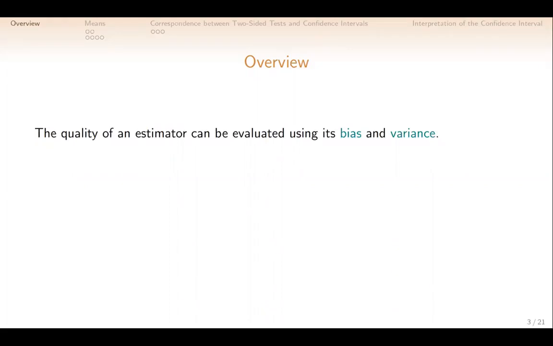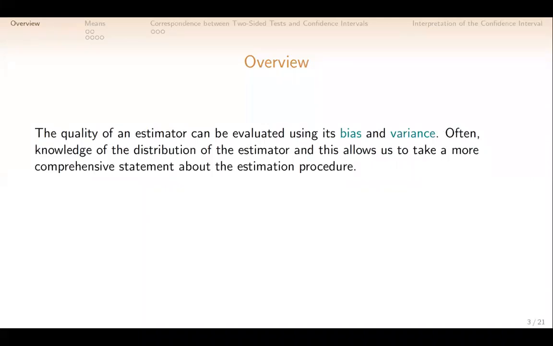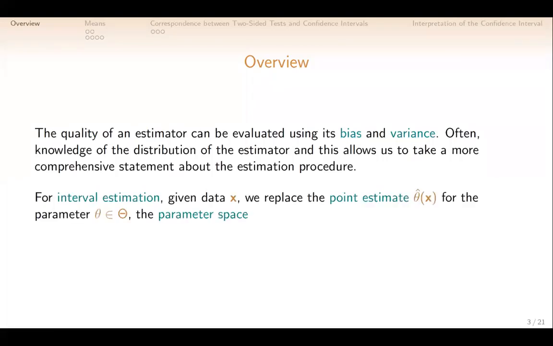So if I told you, here's my estimator, here's its bias, here's its variance, that's all you need to know. If you're good at probability and statistics, you can compute essentially any quantity you care about. But typically, the way we present estimation is to use something about where the parameter has a high probability of being. So for interval estimation, given data X, we replace the point estimator for the parameter by a subset of the parameter space.